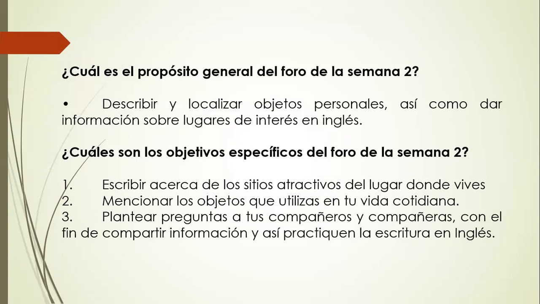What about the specific objectives of this forum? You have to tell me about an attractive site or attractive place in the city or town where you live. Then mention some objects that you use in your everyday life and you have to describe them. And finally, you have to ask questions to your classmates in order to share information or to expand information about the place or about the objects that you have talked about in the chat. So these are, guys, the main things that you have to do in the learning forum of week 2.